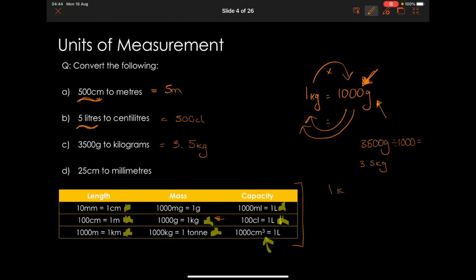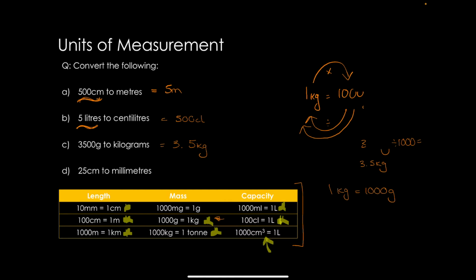Again, you can just look at the 1 kilogram equals 1,000 grams and think, well, 3,000 grams is 3 kilograms, so 3,500 must be 3.5. But again, it depends on how your brain works and how you take in information.